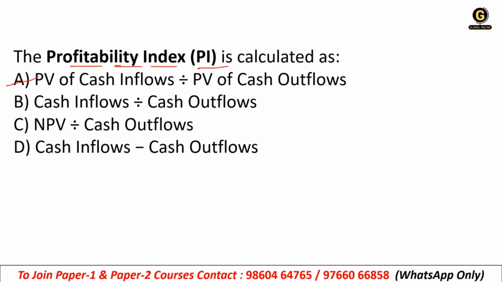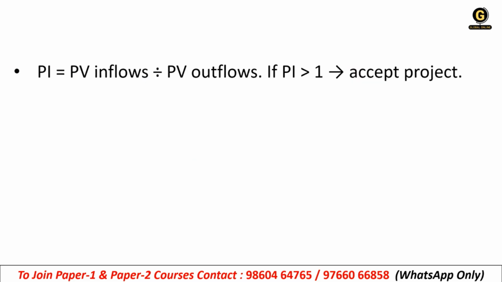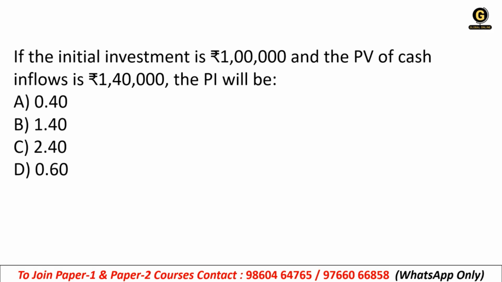So option A, PV of cash inflows divided by PV of cash outflows. B, cash inflows divided by cash outflows. C, NPV divided by cash outflows. And D, cash inflows minus cash outflows. So the right answer is option A, that is PV of cash inflows divided by PV of cash outflows. This is the formula, PV inflows divided by PV outflows. If PI is greater than 1, accept the project.